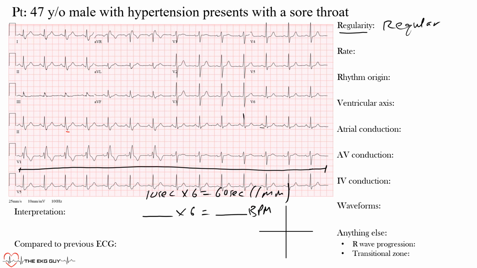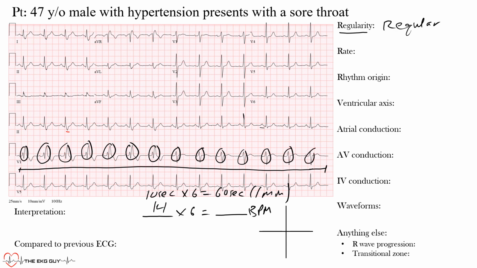So in this case, let's find the ventricular rate. We have 1, 2, 3, 4, 5, 6, 7, 8, 9, 10, 11, 12, 13, 14. So 14 complexes. These are ventricular depolarization complexes, times 6 is 84 beats per minute. So an estimate of 84 beats per minute. That's one way you could do it.